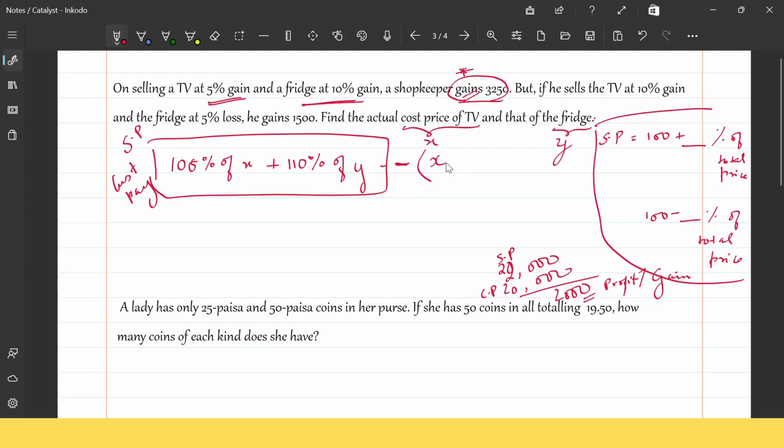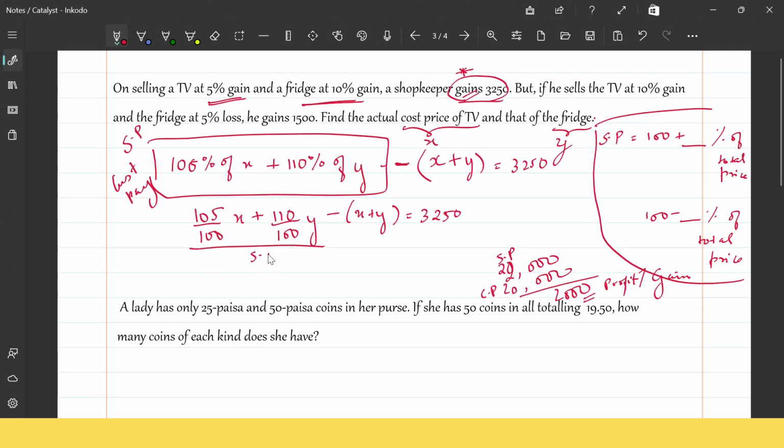So minus the cost of the TV, which is X, and fridge is Y. So this will give me 3250. Now let me just open this up. 105% of X is 105 by 100X plus 110 by 100Y minus (X plus Y) is 3250. I hope this is clear now. This much is the selling price. This is the cost price. Selling price minus cost price gives me the profit.